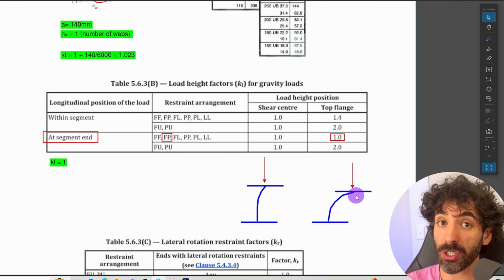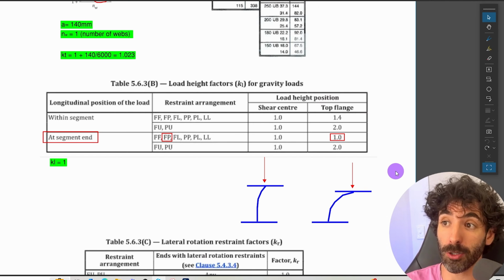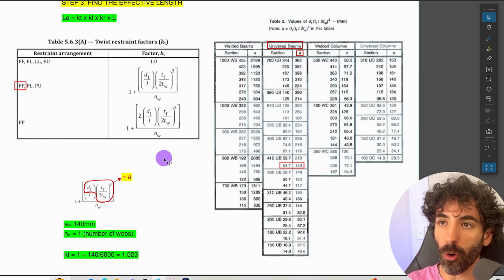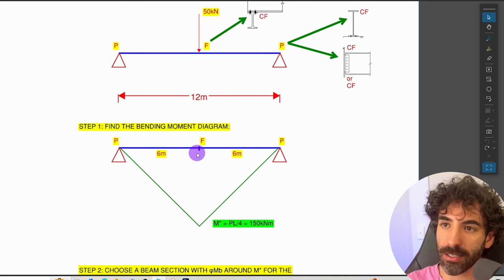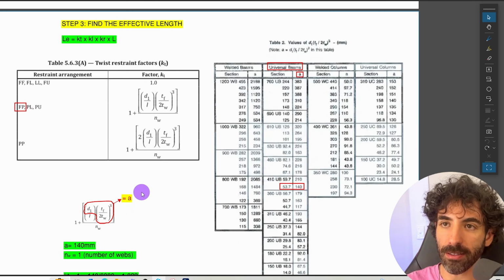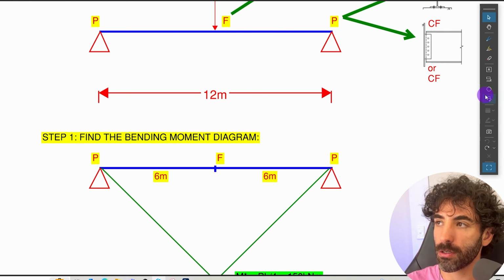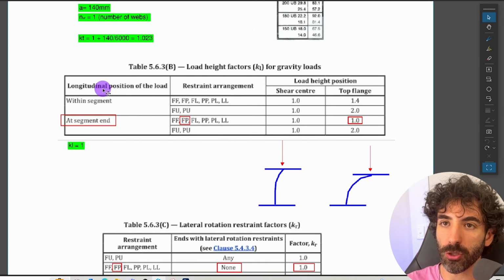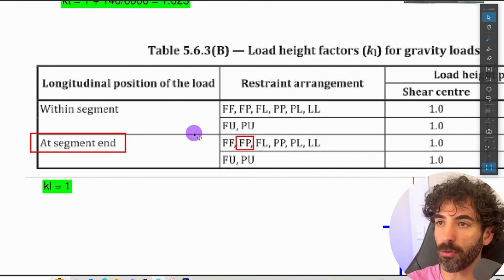that load on the top flange is actually accentuating the movement of the beam. So that's why for most cases, if the load is applied at the top flange, the KL will be greater than 1. And we know that our load is at the segment end because our load is applied at the end of the segment. Our point load is applied where the fully restrained cross section is. For that to be within segment, we would have to have loads applied within the segment. So let's say we had a couple of joists running here, some uniformly distributed load within the segment. That means we would have to use this portion of the table.